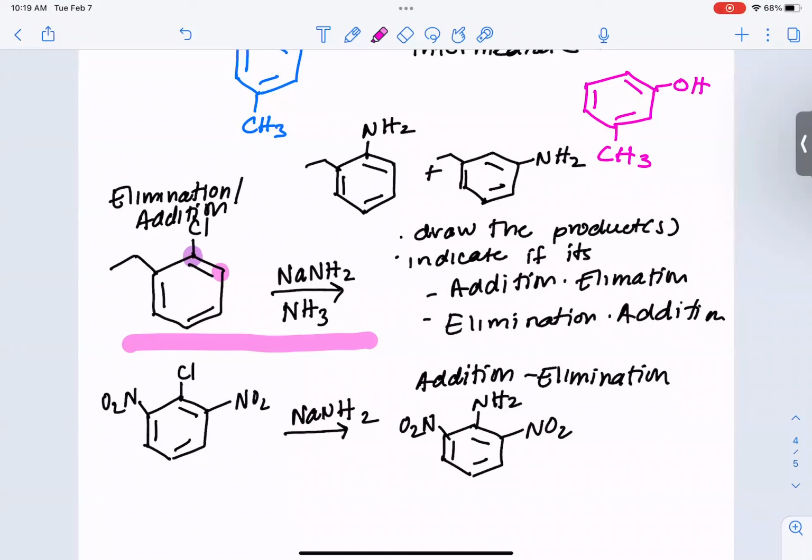Another way that you could see this is if you have to pick, right? I could say your choices could be addition elimination, elimination addition, electrophilic aromatic substitution. So you're going to have to be able to distinguish between these mechanisms.